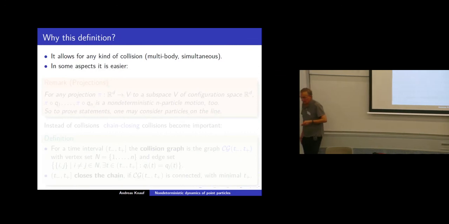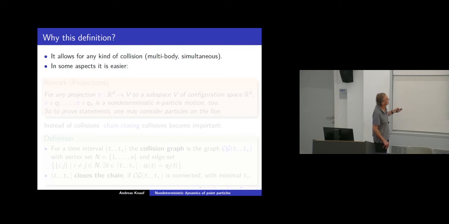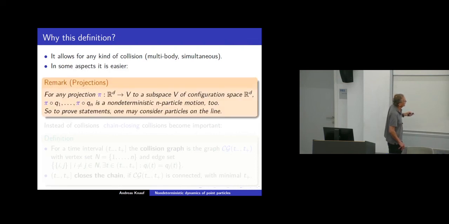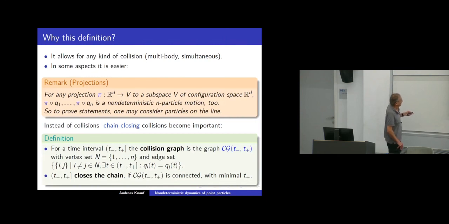Okay, so this definition seems more abstract, but in some aspects it's easier, especially if you project the configuration space of one particle to a subspace. If you have such a deterministic system of n particles in R^d and you project this, you get a non-deterministic system of particles in the subspace. It's kind of a compactification of the former definition.